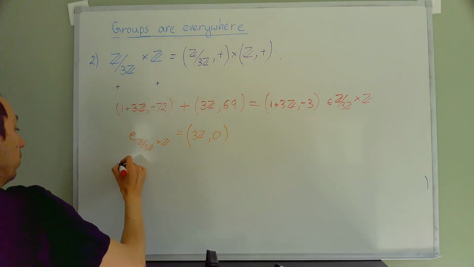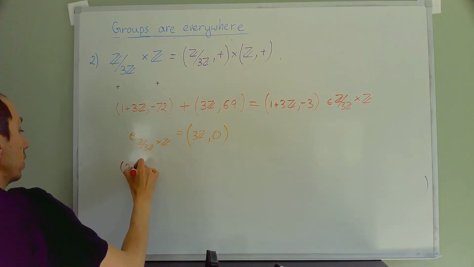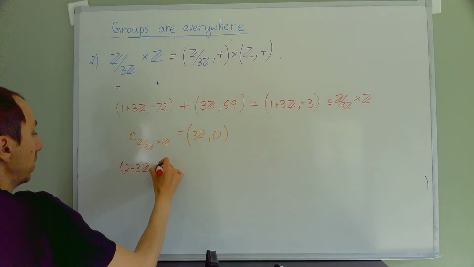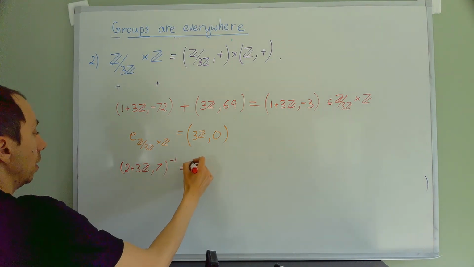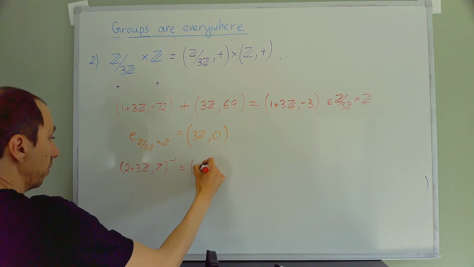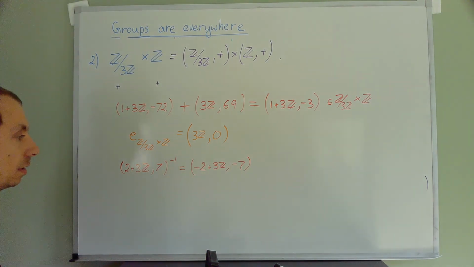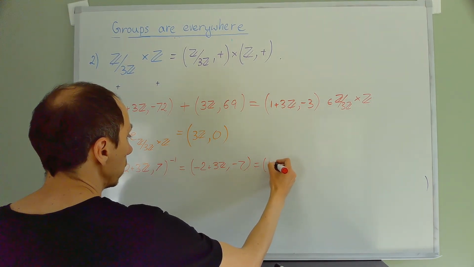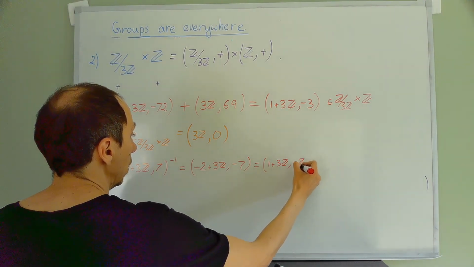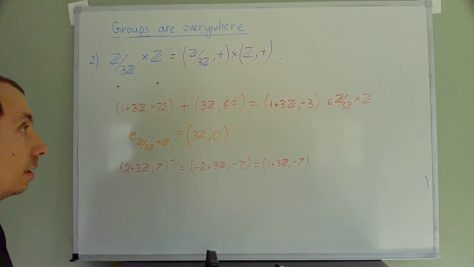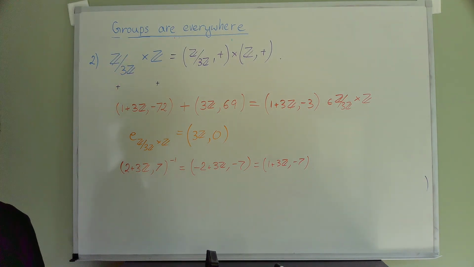Finally, let's compute the inverse of, let's say, 2 plus 3Z, comma 7. What is it? So that's just negative 2 plus 3Z, negative 7. Which, by the way, is the same, of course, as 1 plus 3Z, negative 7. Do you see any interesting subgroups here?